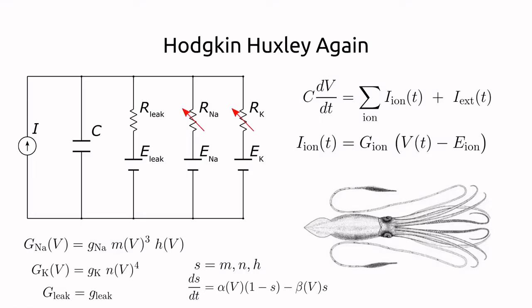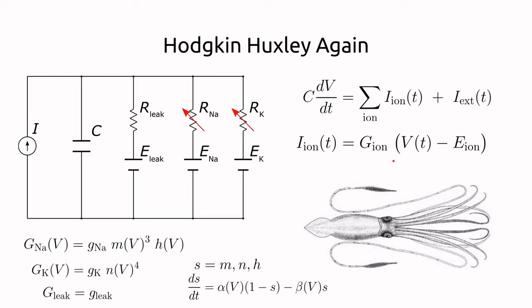So let's go back to our circuit diagram that now incorporates the components developed by Hodgkin and Huxley. So we have the input current, the capacitance across the membrane of the cell, the leak current, and then the sodium channel and the potassium channel with the variable conductance resistors here. And we see that the rate of change of voltage times the capacitance, which is the current through the membrane, is equal to the sum of the ion currents plus the external stimulation current.